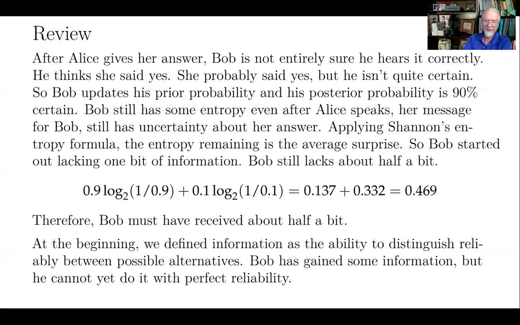So the atom that we're talking about here, because it's based on the probabilities and how those are updated, may not be, if there is noise, if there is distortion, the ability to distinguish reliably between possible alternatives. Bob has gained some information, but he can't do it with perfect reliability. So he went from one bit to a half bit.